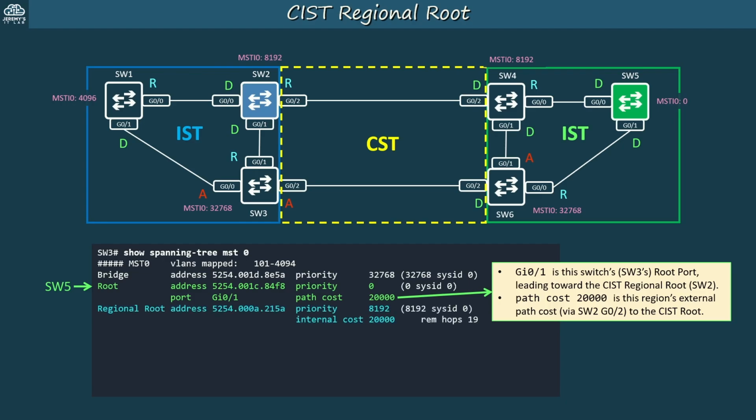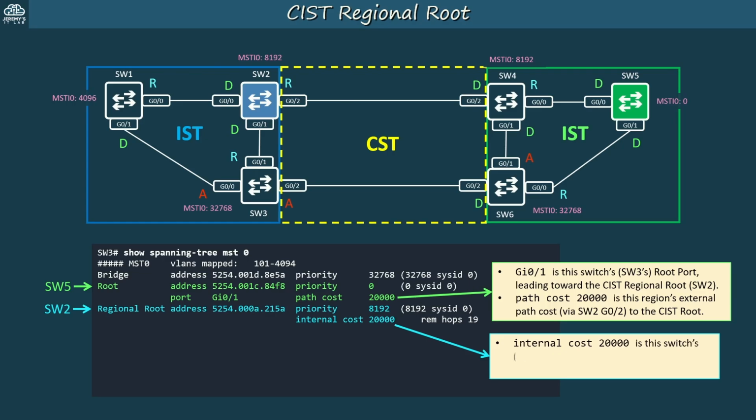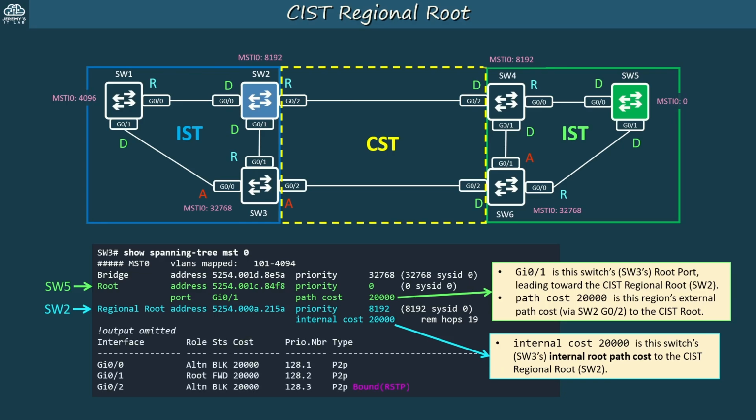Okay, next we have output about the regional route. The regional route is switch 2, of course. Internal cost 20,000 is this switch's, switch 3's, internal route path cost to the CIST regional route, so switch 2. So it's the cost within Region123 to reach switch 2. Switch 3 is directly connected by a gigabit Ethernet port, so the cost is 20,000. And finally, here are switch 3's interfaces. Once again, I've highlighted bound RSTP, indicating that switch 3 G02 is a boundary port, just like switch 2 G02.